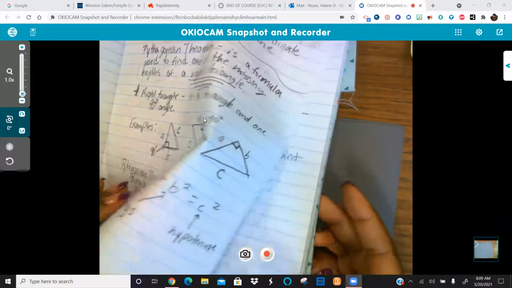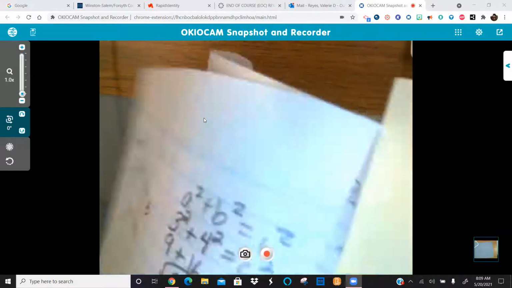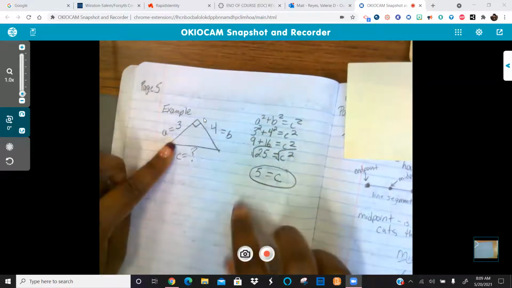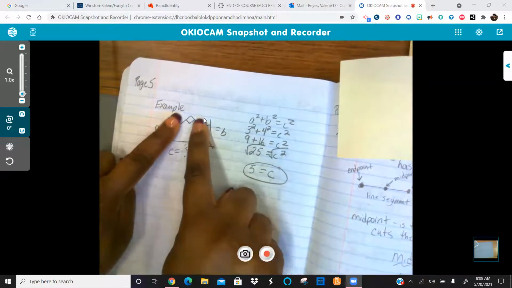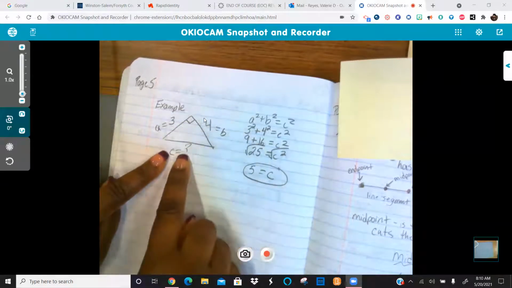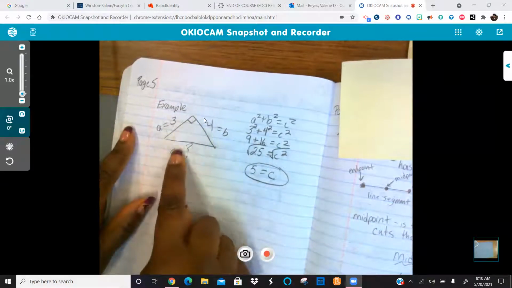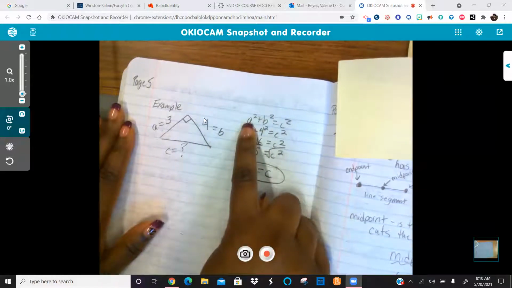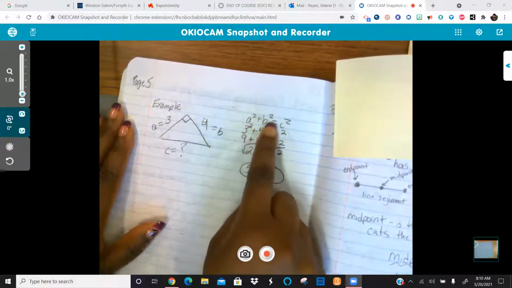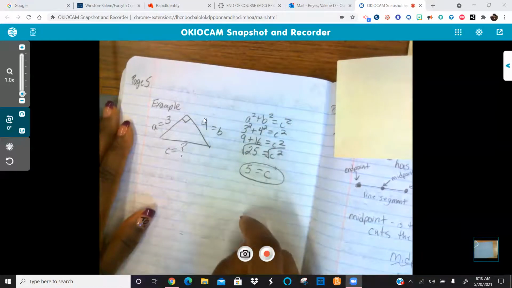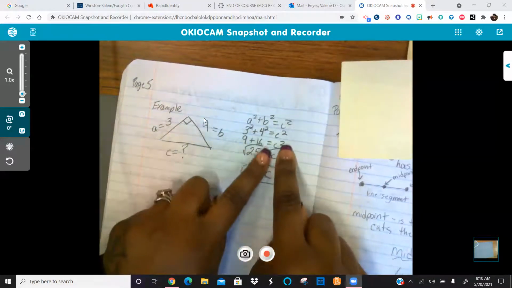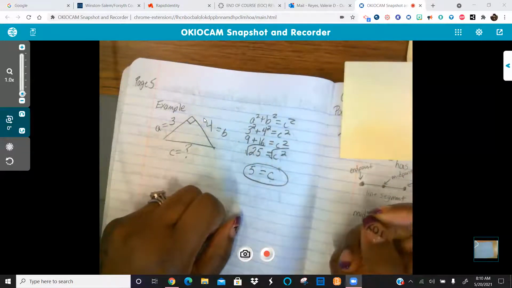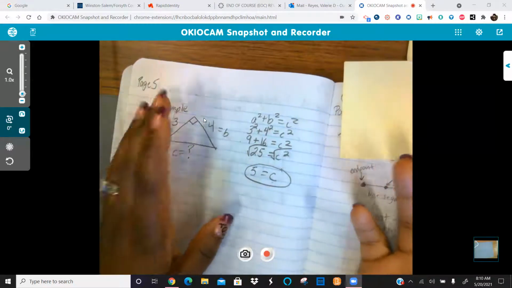All right, so let's see what that looks like. Look at this. Okay, so your legs are 3 and 4. Okay, and you're trying to find your hypotenuse. In order to find your hypotenuse, substitute the information that you know. Even if you're solving for A, substitute all the information you know and isolate the variable. Do not forget, the opposite of squaring a number is square root. The opposite of cubing a number is cube root, and so on and so forth.